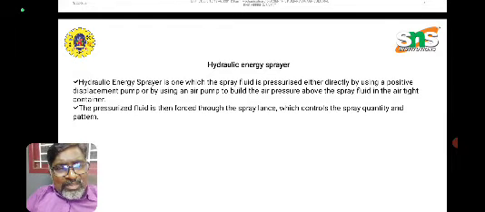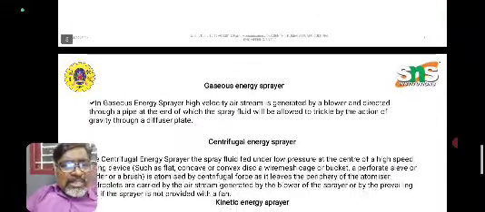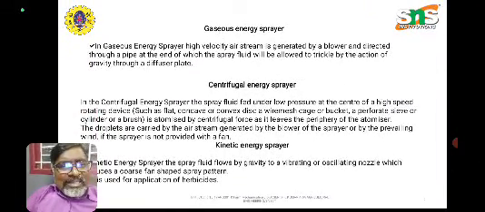In the hydraulic energy sprayer, the spray fluid is pressurized either directly by using a positive displacement pump or by using an air pump to build air pressure above the spray fluid in an airtight container. By means of this the application takes place. The pressurized fluid is then forced to the spray lance, which controls the spray quantity as well as the pattern, how it should be applied. Next, the other 3 types: the gaseous energy sprayer, the centrifugal energy sprayer, and the kinetic energy sprayer.